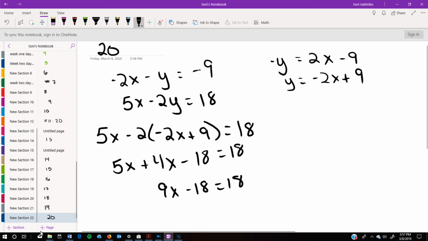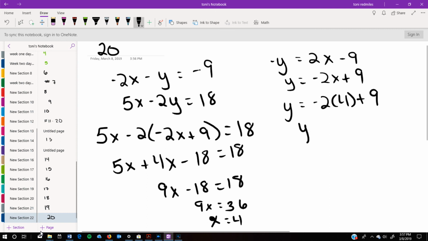All right, I'm going to add the 18 over there. That's going to give me 36. And x goes into 36 4 times. Okay, I'm going to put it into this equation, and y is going to equal positive 1. So my coordinate point on the last one of intersection is (4, 1).